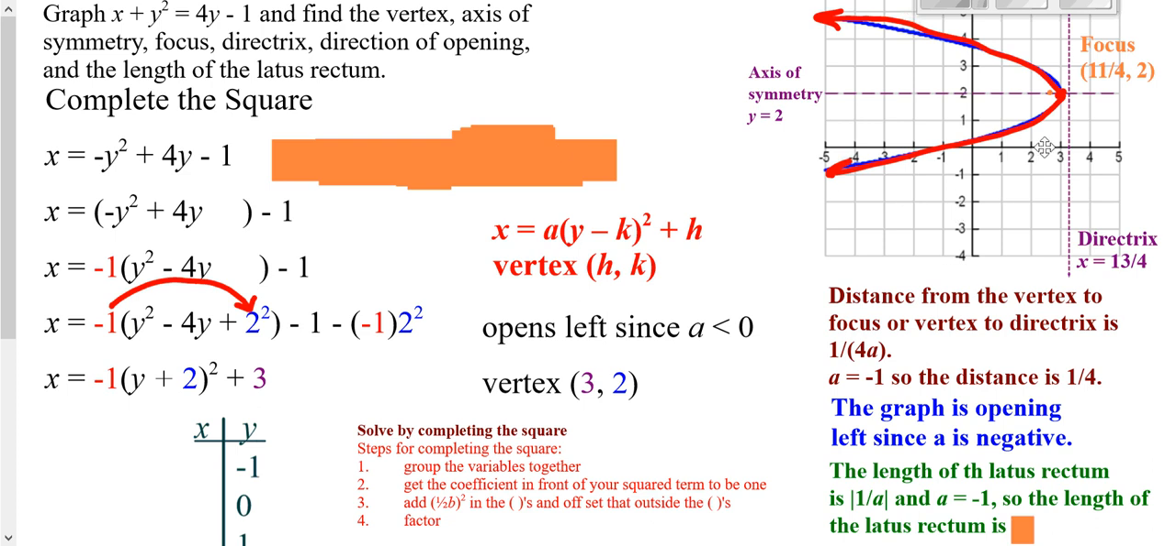Looking at the length of your latus rectum, that would be the length of this chord going straight up and down, perpendicular to your axis of symmetry, through your focus. That formula is 1 over a. Plug in -1, it'd be 1 over -1, absolute value of that is 1. So that's what we would do for a problem like this.